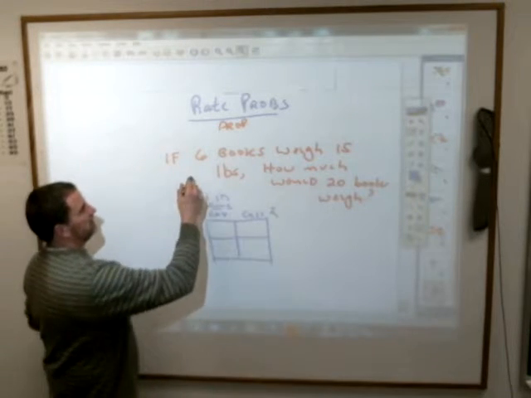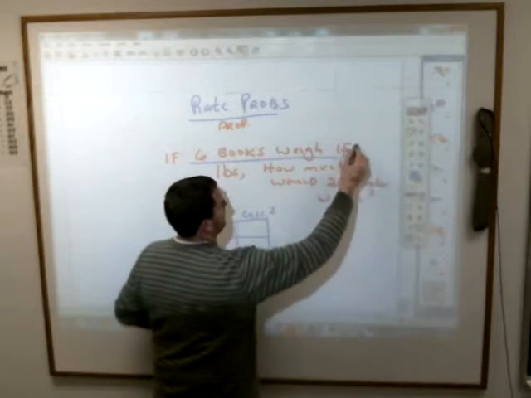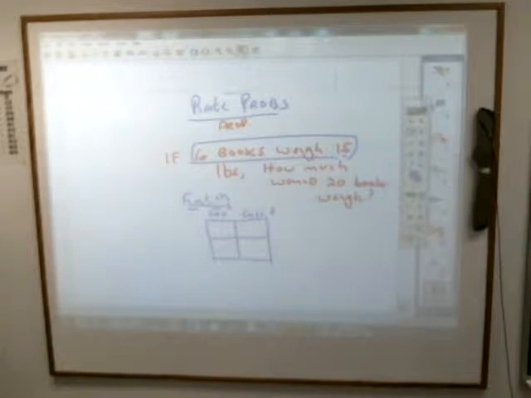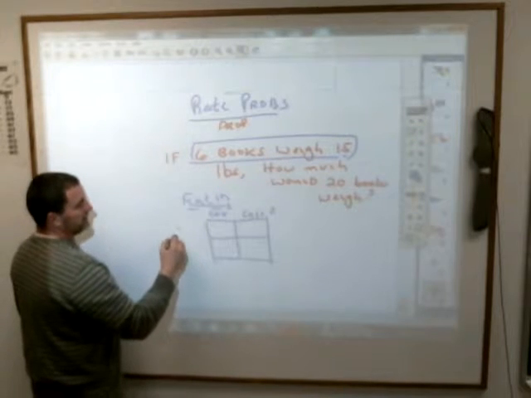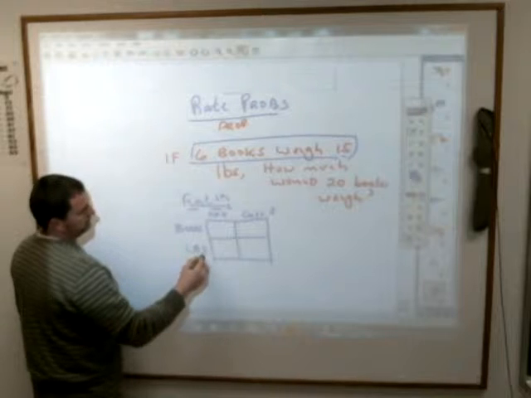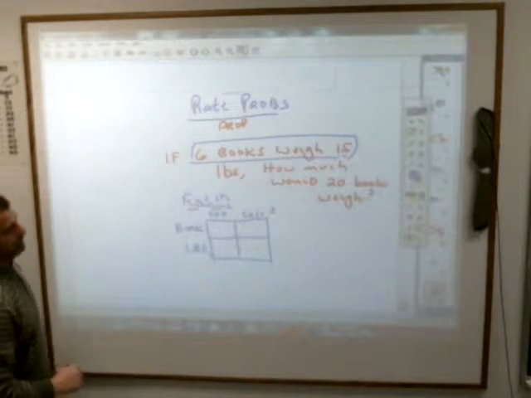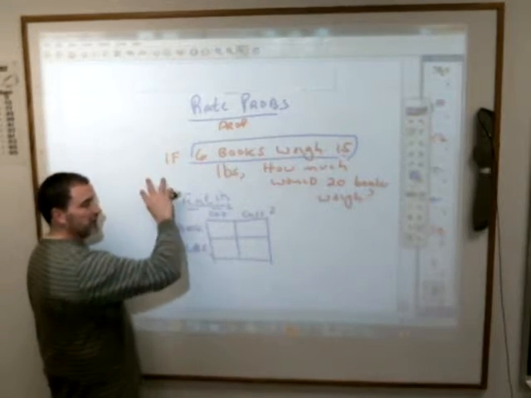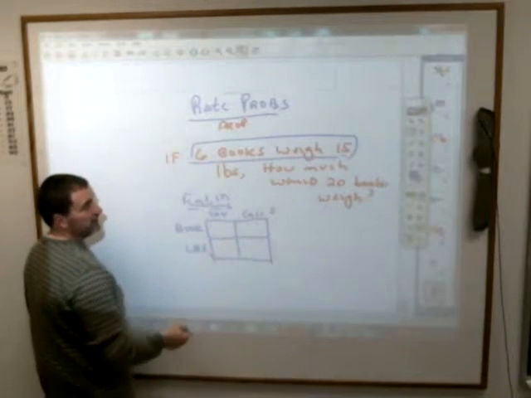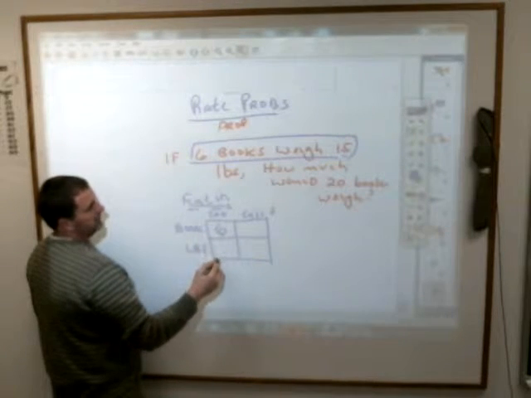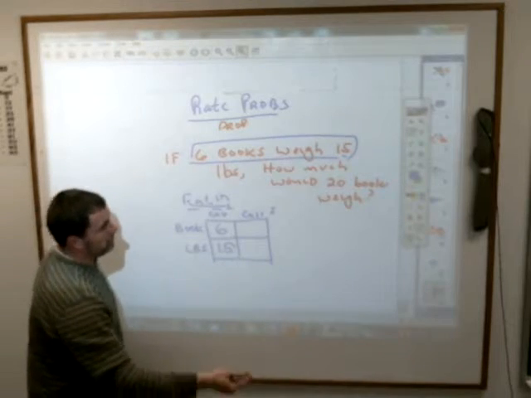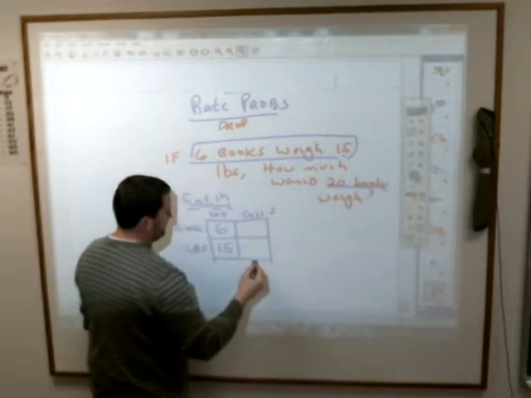In the first case, it's right here. 6 books weigh 15 pounds. Those are the 2 ratios. Those are the 2 things that make the comparison. I am comparing what? Books to how many pounds they are. And because it's a ratio and because it's proportional, those 2 fractions that I get for both cases have to be equal. 6 books equaling 15 pounds has to be an equal ratio or an equal proportion to how much 20 books would weigh.